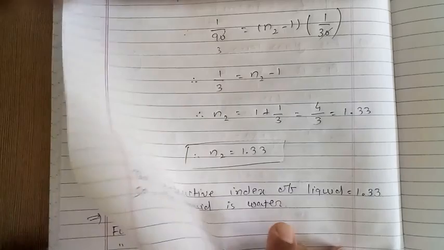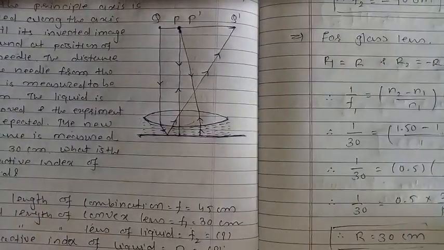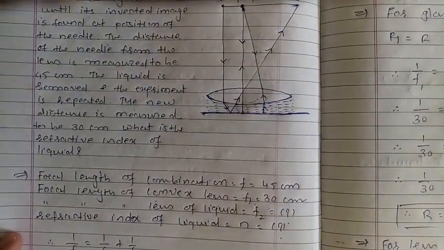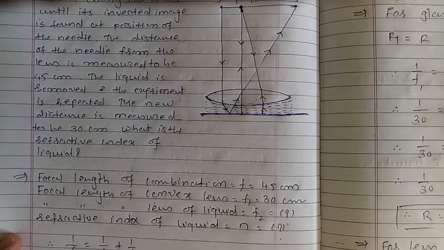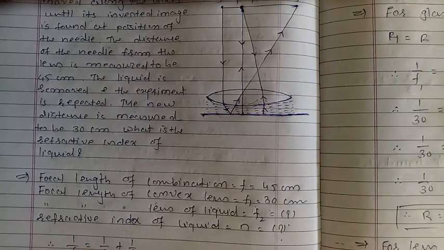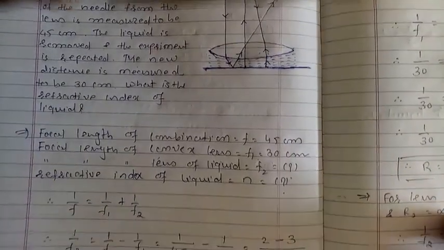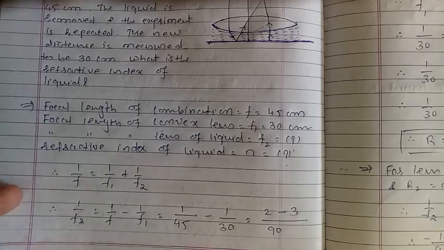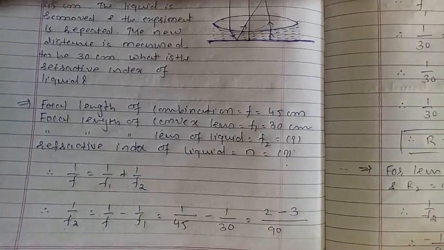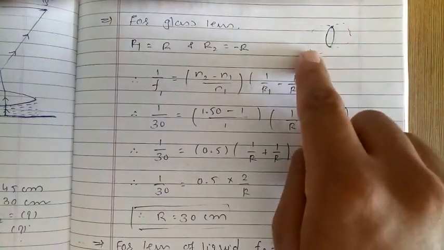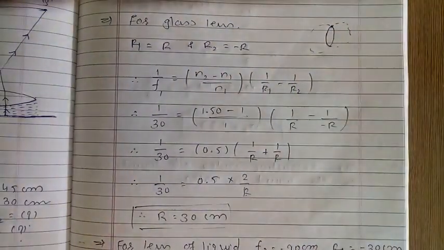We have to use the lens maker's formula, right? So to find out the refractive index of the liquid, we have to find out the focal length of the lens of liquid, f2. For that we use the combination of lens formula, 1 by f is equal to 1 by f1 plus 1 by f2, right? So with the help of this we can find out the value of f2. To find out the radius of curvature for the lens, we use the lens maker's formula. We know that for this surface r1 and this r2, right?